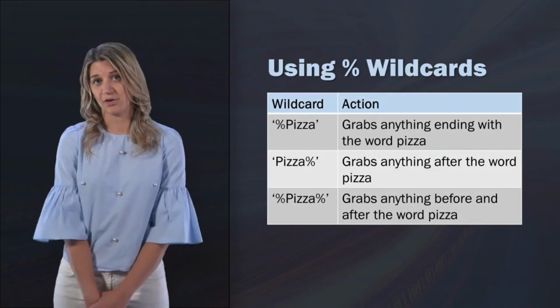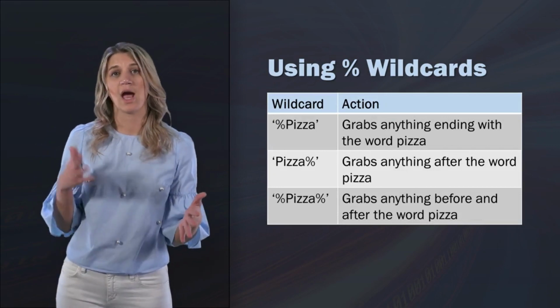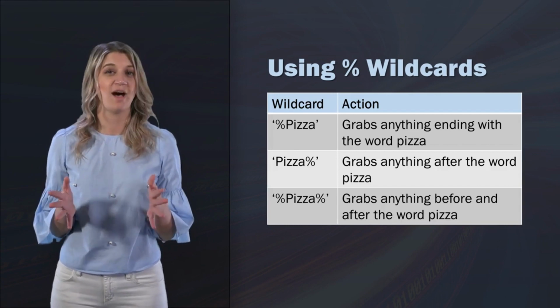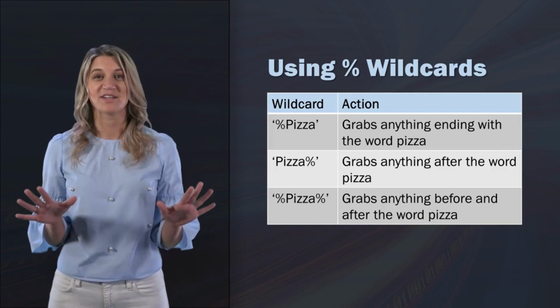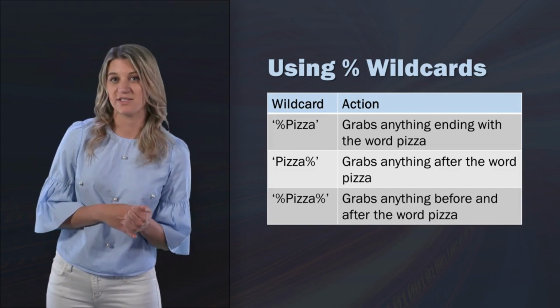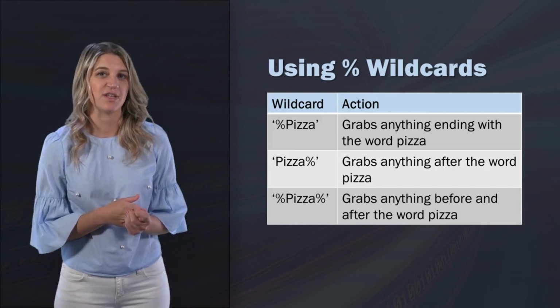To use the wildcard, what you'll do is add a percent sign before, after, or in the middle of what you're searching for. So I love pizza. I'm always looking for good pizza. So maybe in my data set, I want to find things with the word pizza in it. There's a lot of ways I can search for this.